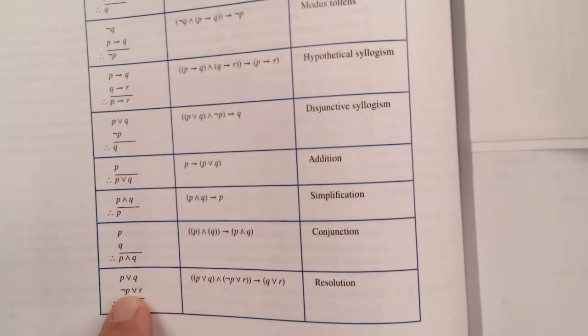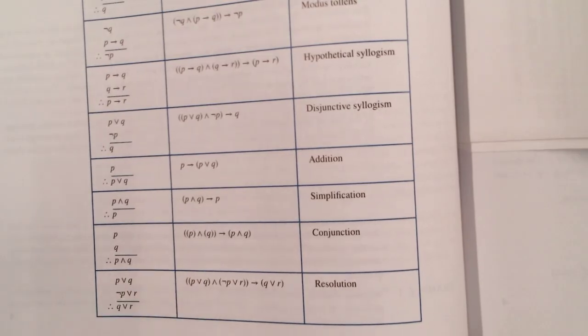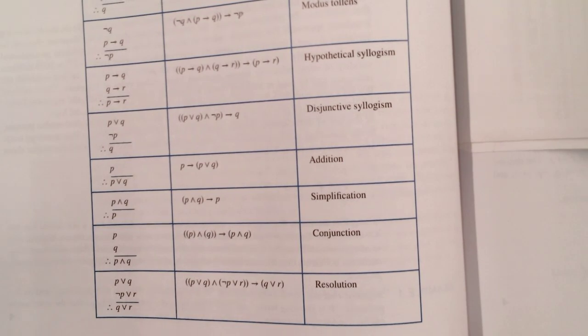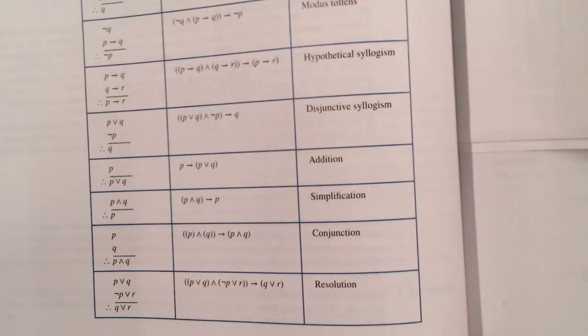What if P is false? Then the bottom sentence has not P in it, that's true. But the top sentence needs Q because P is false. So either Q is true or R is true. And there's my conclusion. Whoa. Now, because that's a negation with one P and a not P in it, we call that resolving. And thus, this is a resolution argument.